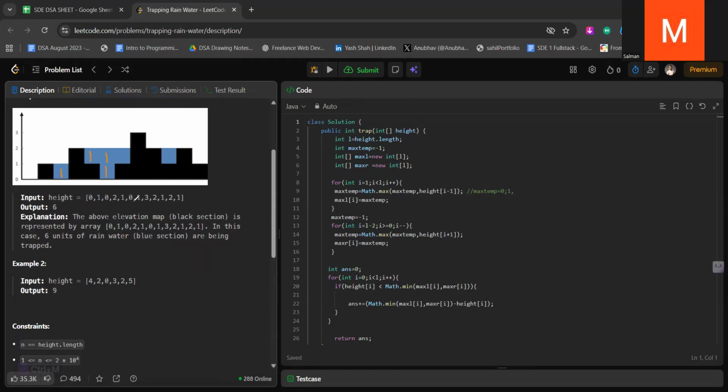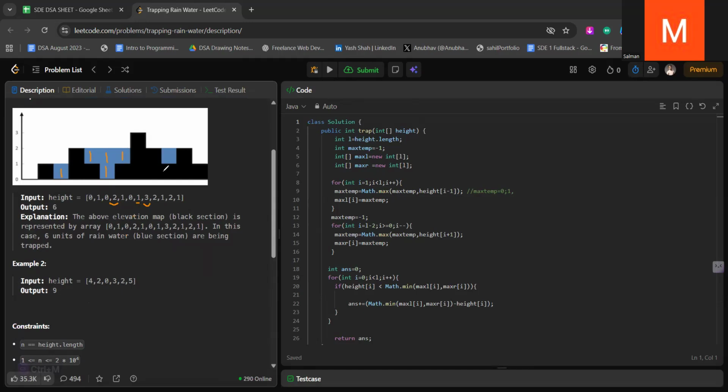Seventh index is this one, right? Yeah. What is the leftmost highest boundary on the left side? Same, it's 2, right? What is the rightmost, I mean, highest boundary on the right side? It's 3. Minimum is 2, means again 2 minus 1, which is 1. So this seventh index will also store 1 unit of water.